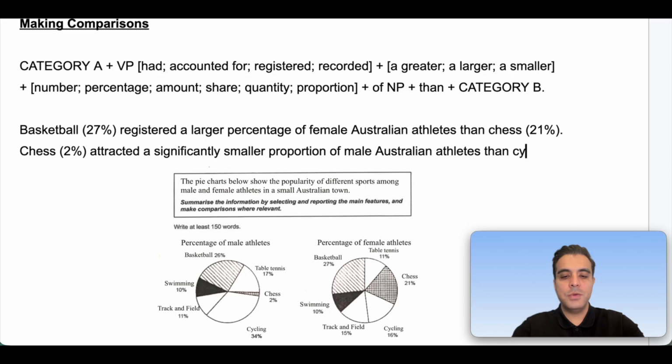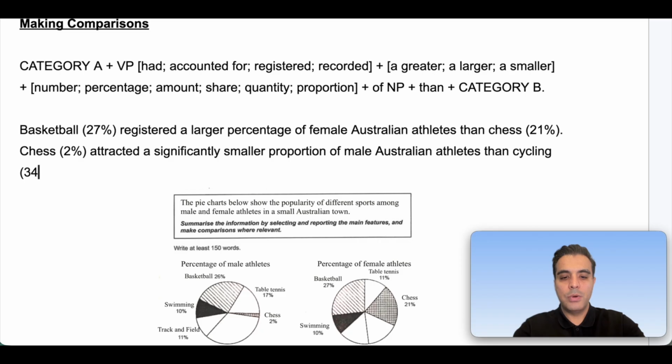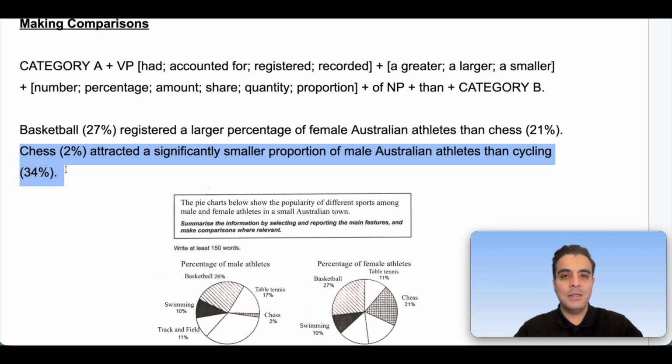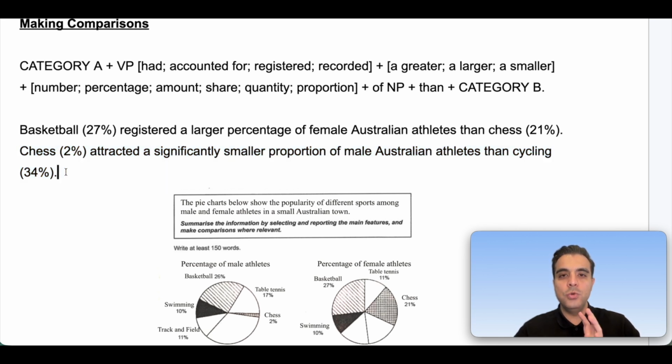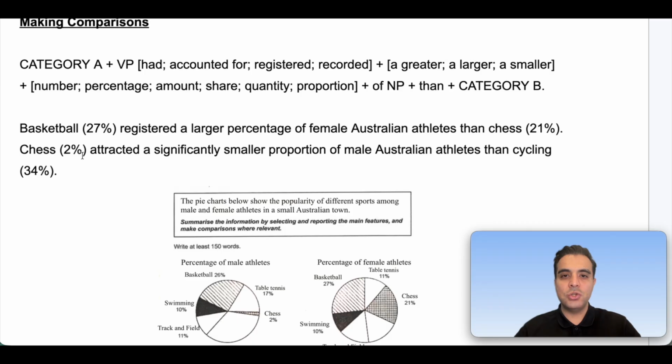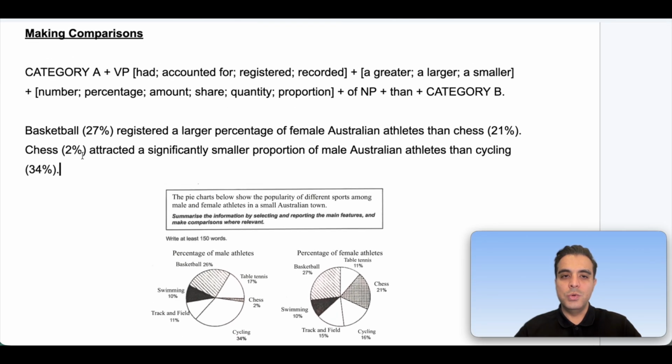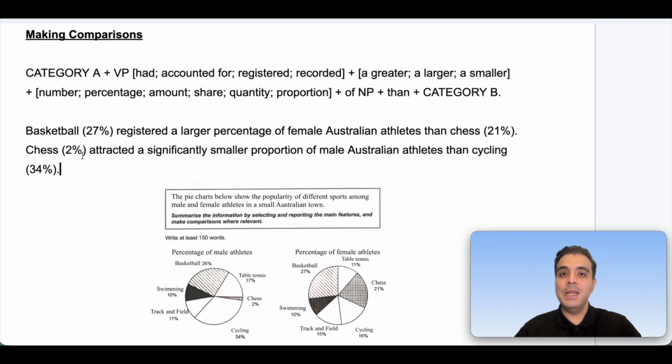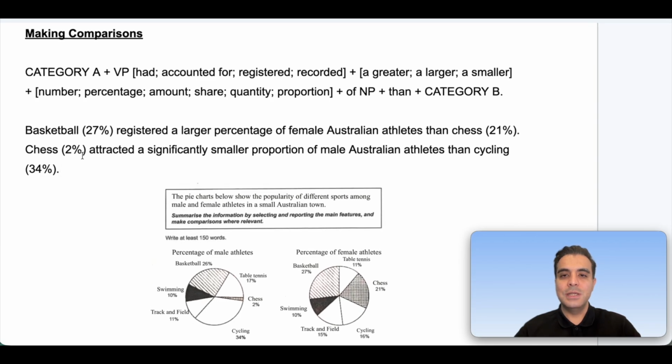Then, and what was it I was looking at? Cycling. And cycling was 34%. Now you might say, oh, this is quite random that you're comparing. See, I'm using it randomly, but when it comes to writing your own paragraphs, you're going to very carefully curate these. You're going to say, okay, it's important for me to compare these two amounts because of the way I'm presenting my data. So there you go. That is the structure that you can use to make comparisons in discrete data.